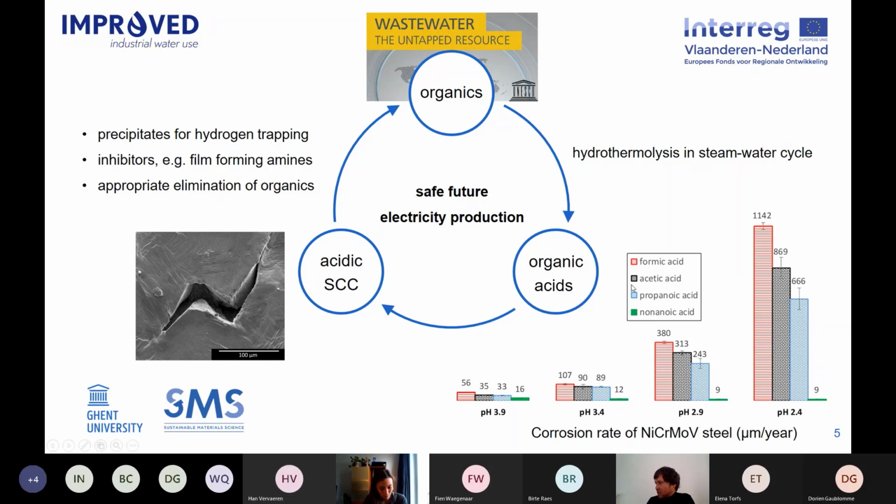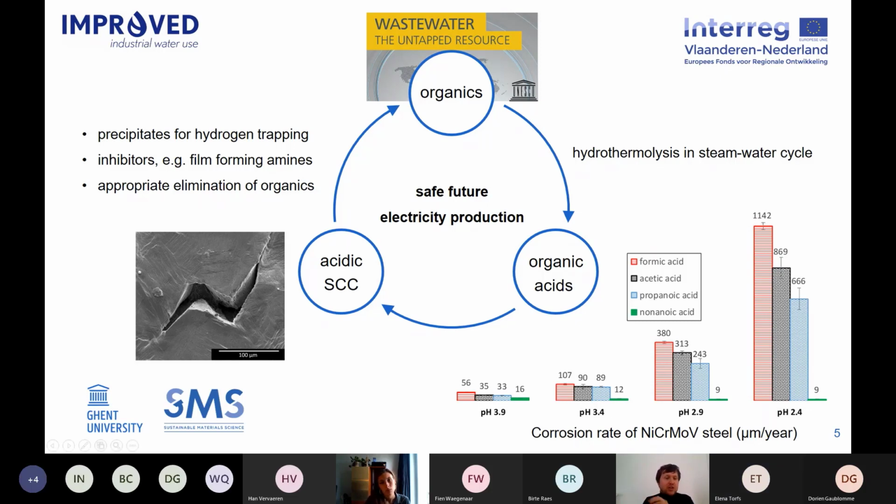At the right-hand side, you can see the corrosion rate of this turbine steel in micrometer per year. And as you can see, if the pH is dropping, so in more acidified solutions, the corrosion rate increases. In this study, we tried to differentiate different types of acids. And as you can see, formic acid is the worst one. So the corrosion rate was the highest for formic acid. While, for instance, nonanoic acid behaved as quite inhibiting to corrosion. So this is beneficial to add.